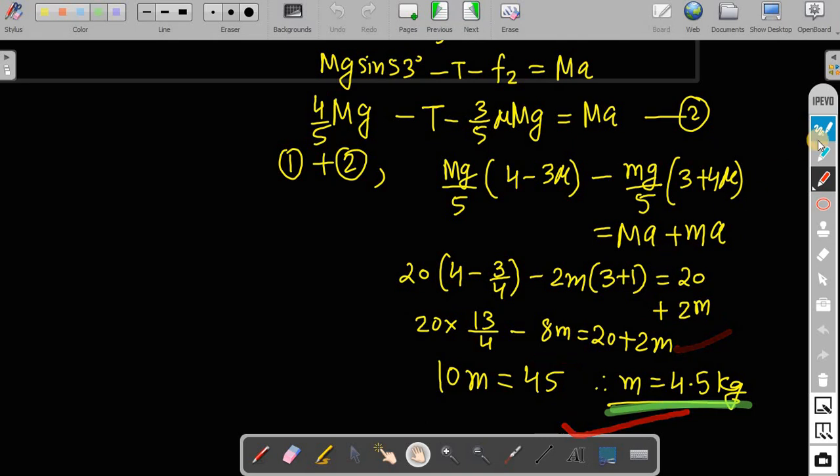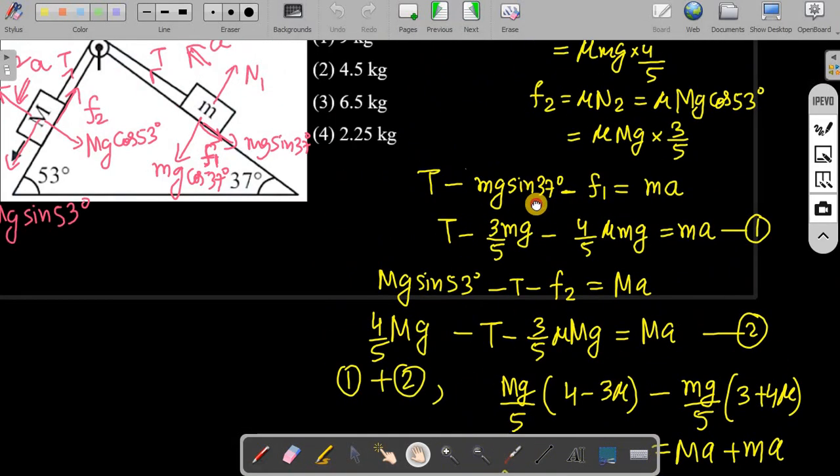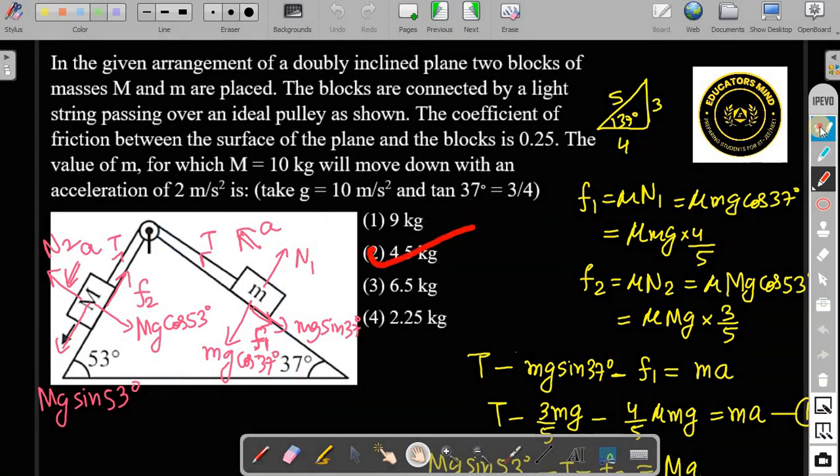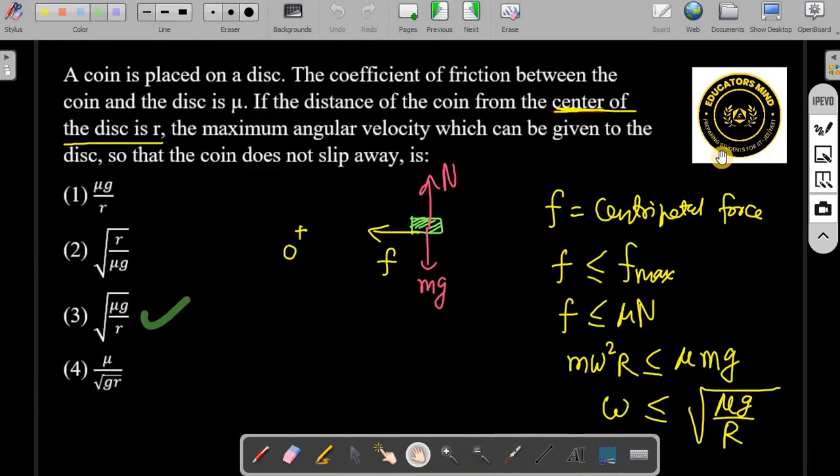Okay, you will get mass as 4.5. Understood? So that's how we can solve it, right? 4.5, second option is correct. Then let us go to the next question.